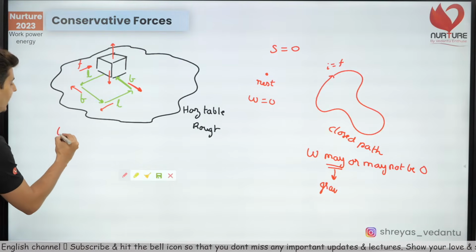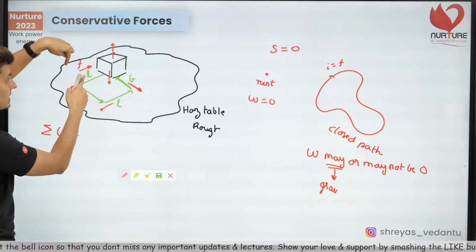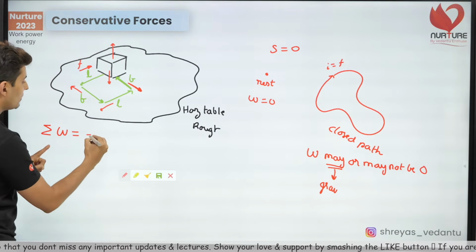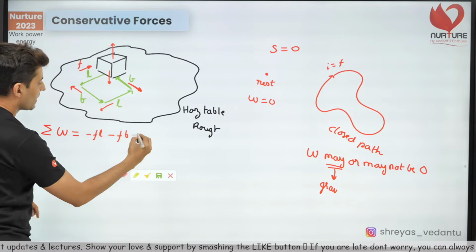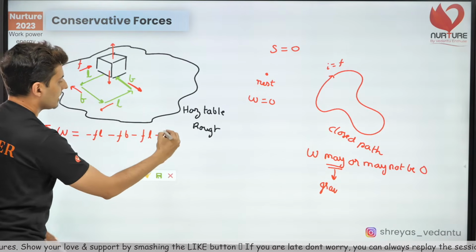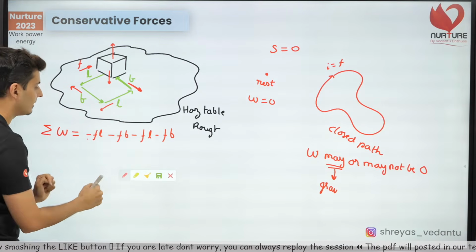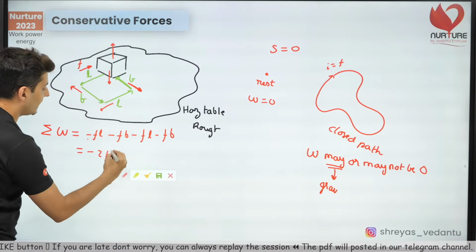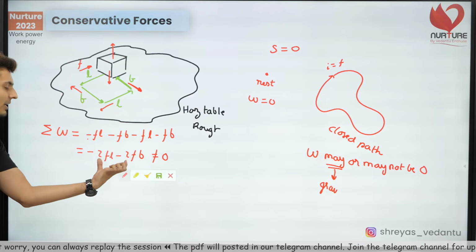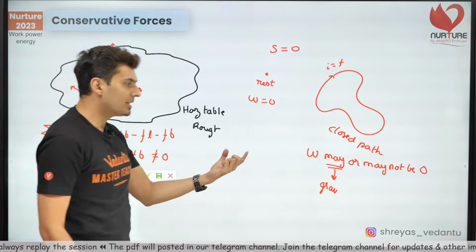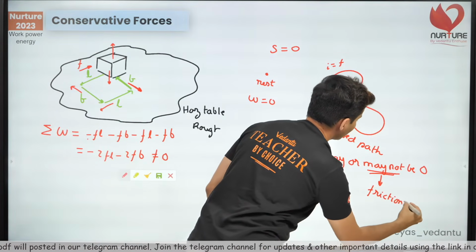Okay. Now, if I ask you what is the total work done, it will be negative because force is always opposite to the displacement. So minus FL, look at that, friction into length with negative sign, minus FB, minus FL, minus FB. All the works have been added up individually. Each work is negative. So this will become minus 2FL minus 2FB, which is obviously not going to be 0. Obviously, this is going to be a negative number no matter what you do. So that means it may not be 0, like in the case of friction.